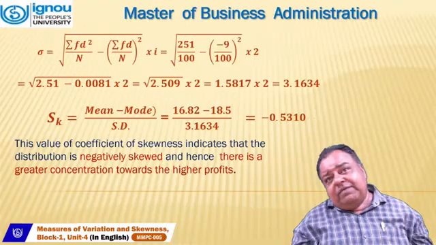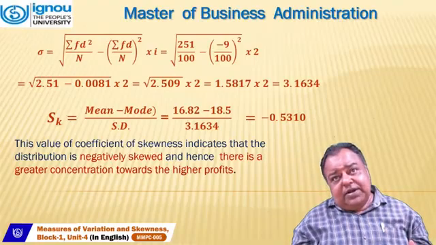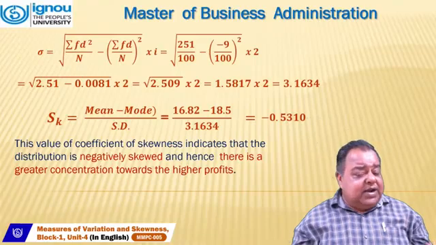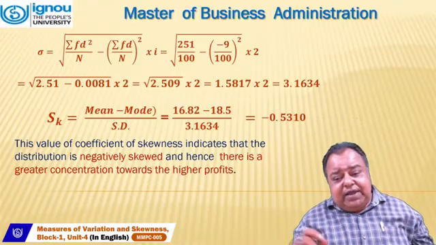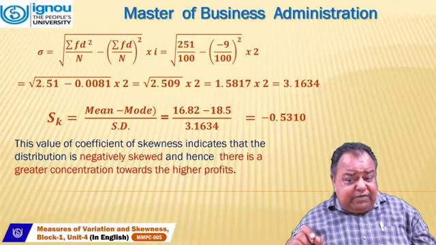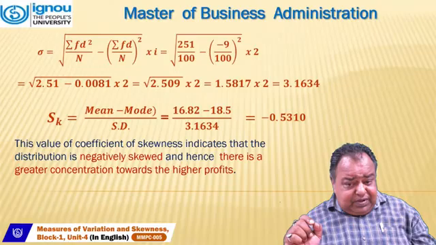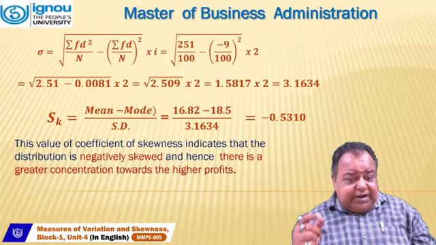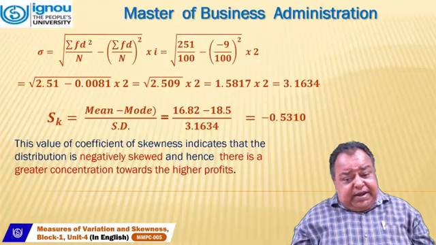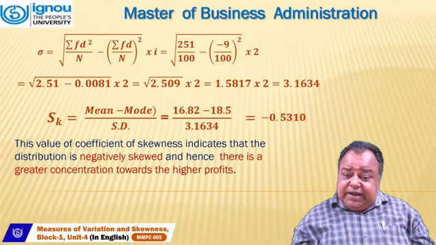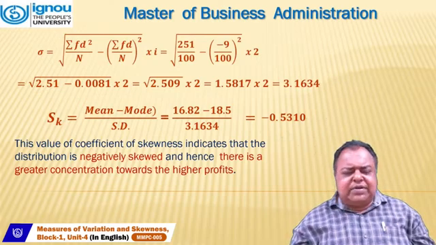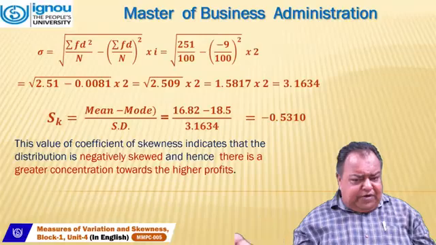Now we will evaluate the coefficient of skewness. Since we have evaluated mean, mode, and standard deviation, we have a relation: mean minus mode upon standard deviation. After evaluation, we get that its value is negative 0.5310. Now, what will be the interpretation? This value of coefficient of skewness indicates that the distribution is negatively skewed with the negative sign, and hence there is a greater concentration towards the higher profits.